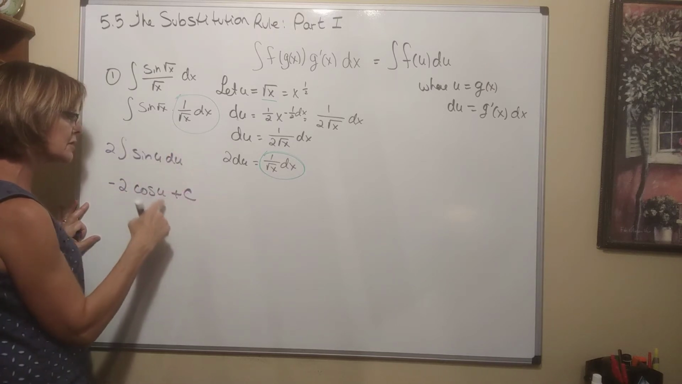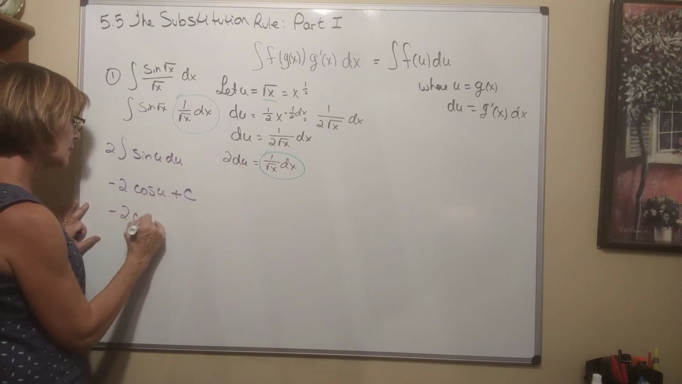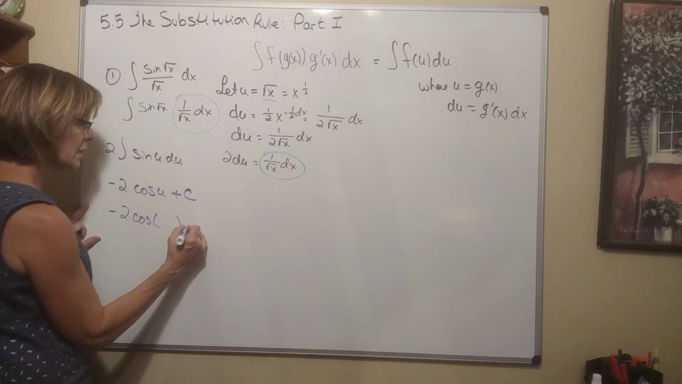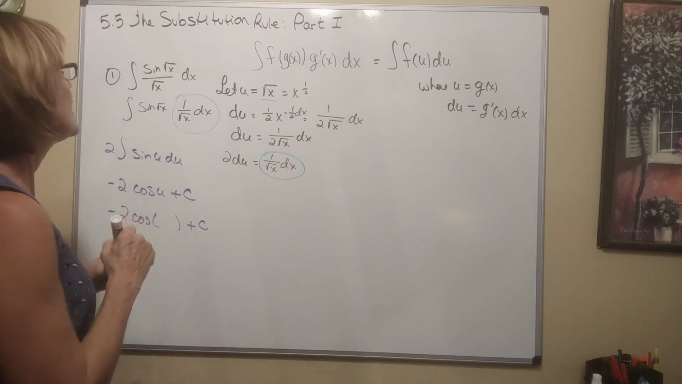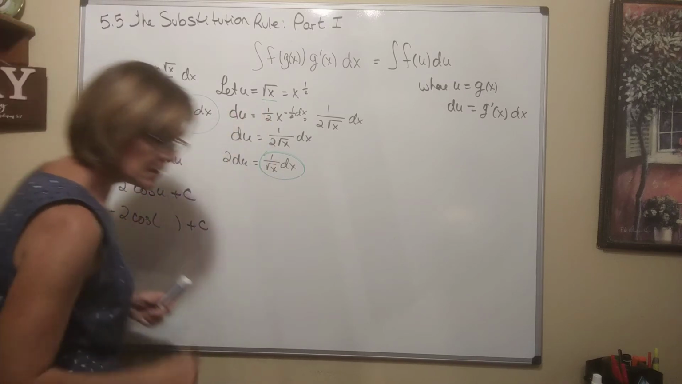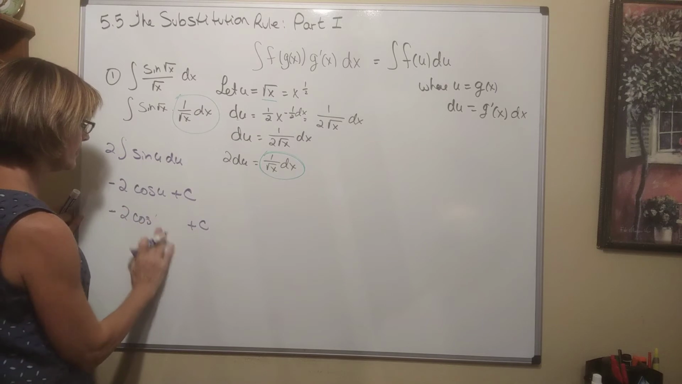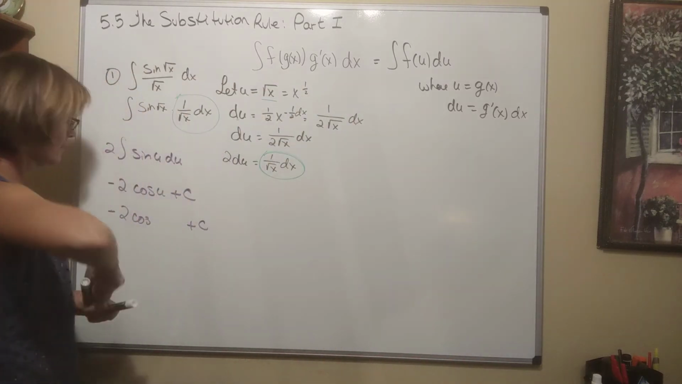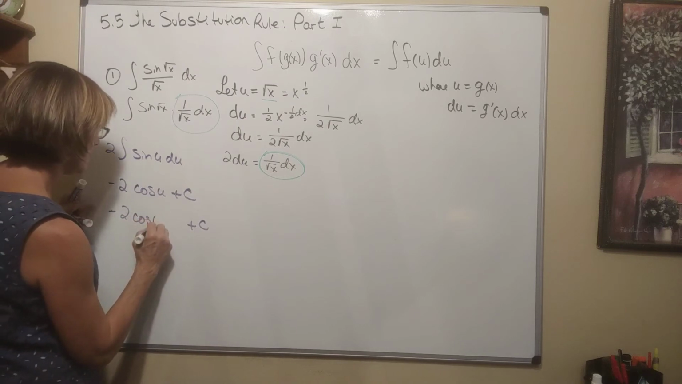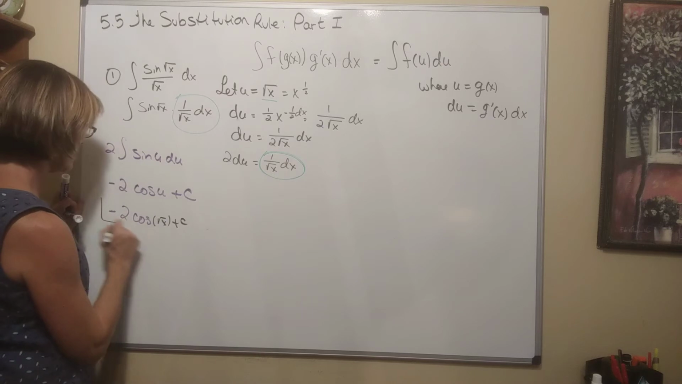The last step is to rewrite u in terms of x. So this is negative 2 cosine of, I have to rewrite u in terms of x, and so that is, what did I let u be? Square root of x. That's the very last step right there. Cosine of square root of x plus a constant. So that's my final answer right there.